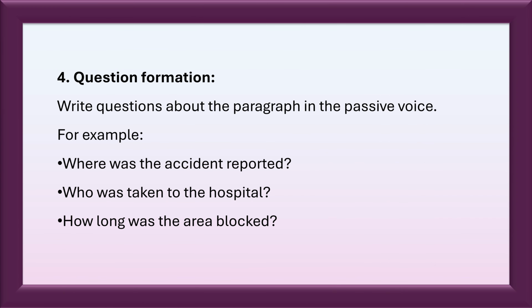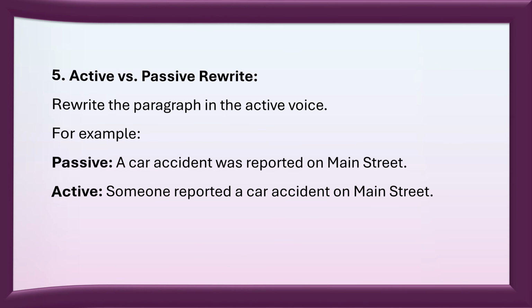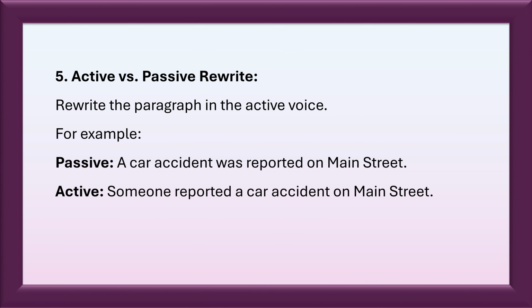4. Question formation. Write questions about the paragraph in the passive voice. For example, where was the accident reported? Who was taken to the hospital? How long was the area blocked? 5. Active versus passive rewrite. Rewrite the paragraph in the active voice. For example, passive, a car accident was reported on Main Street. Active, someone reported a car accident on Main Street.